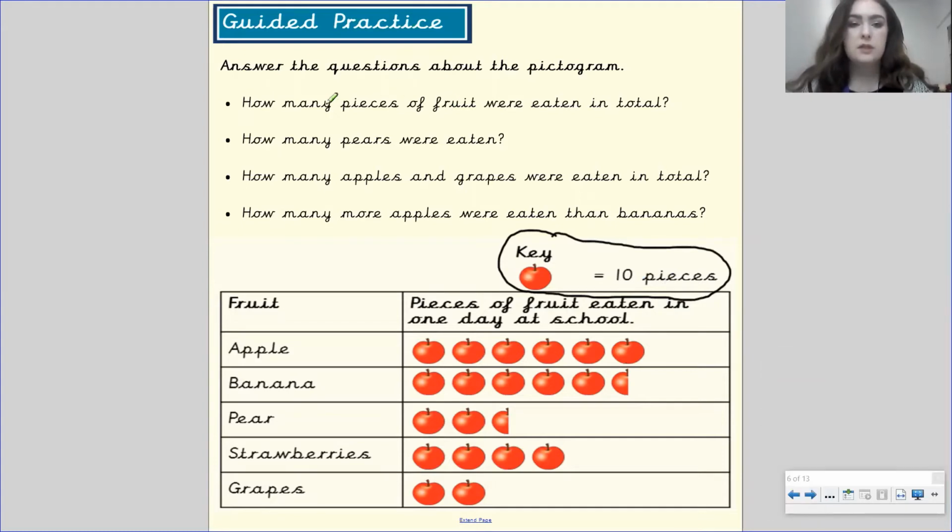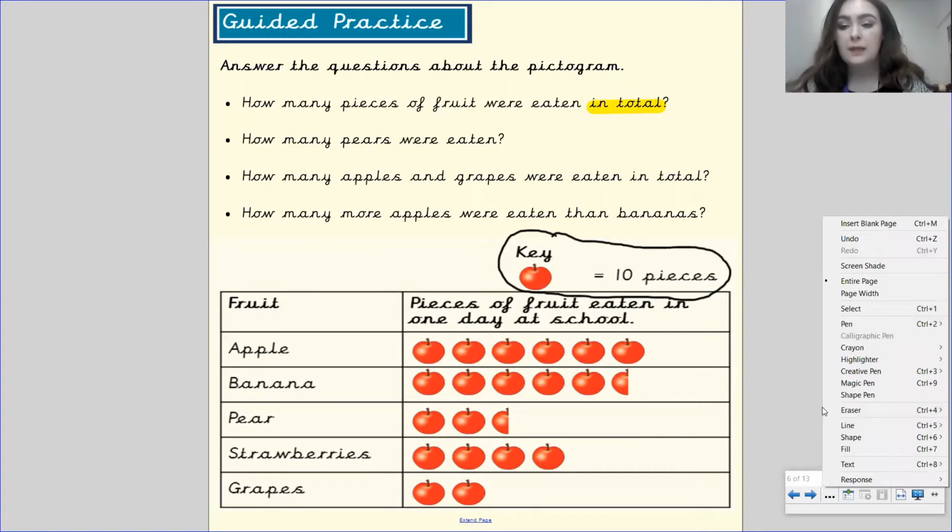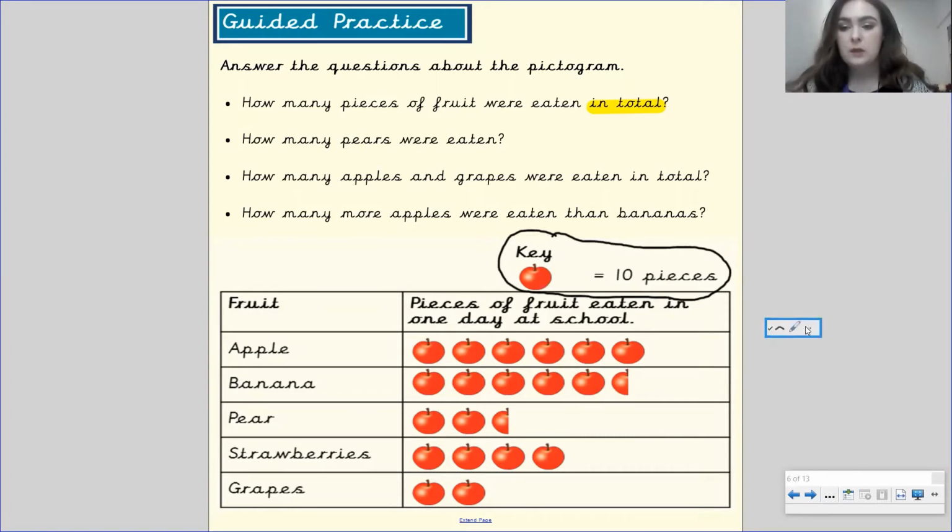So the first question says, how many pieces of fruit were eaten in total? Now this question is asking us to add up how many pieces of fruit there are here. But remember, you've got your key to think about. So there are 2 ways we could do this. We could count up how many pieces of fruit there are and times it by 10. Or because we know that it's worth 10, we can count up in tens and tick off each piece of fruit as we go.